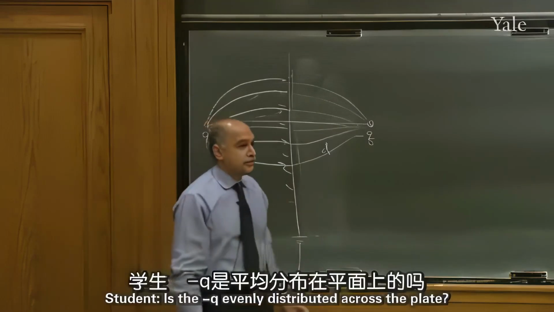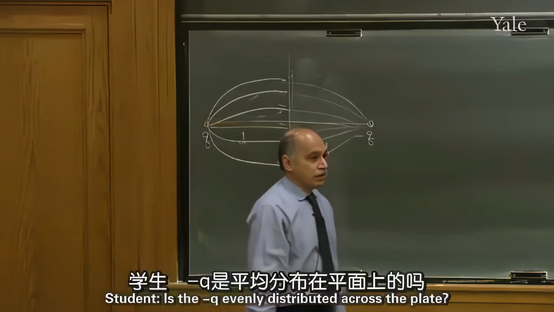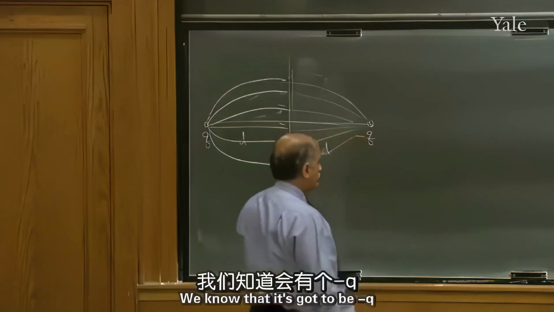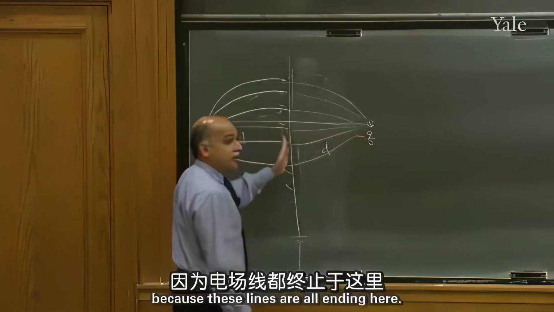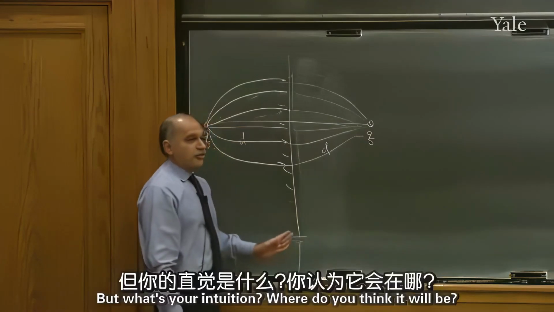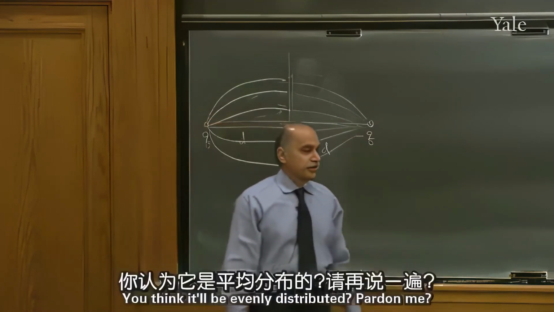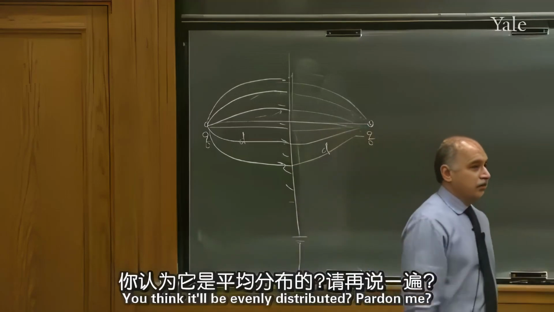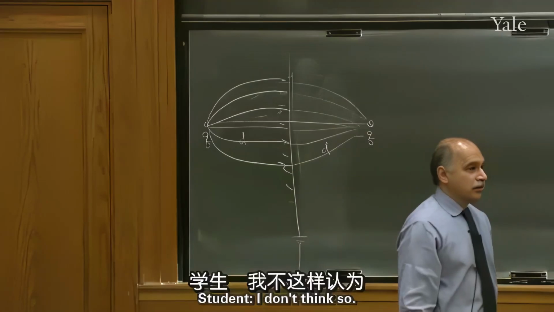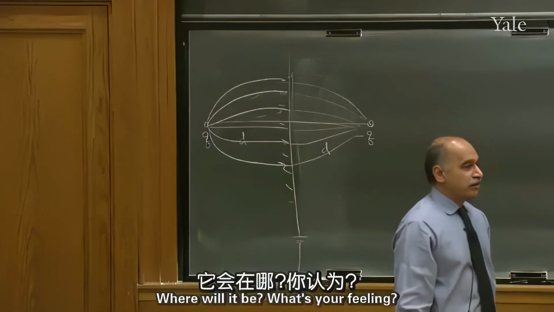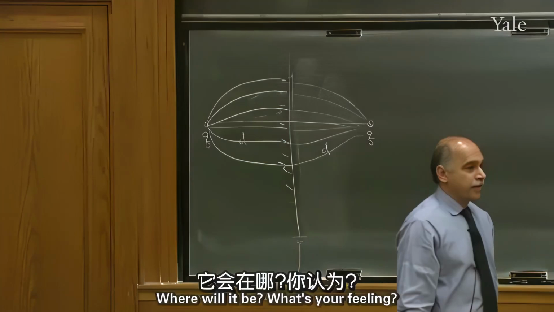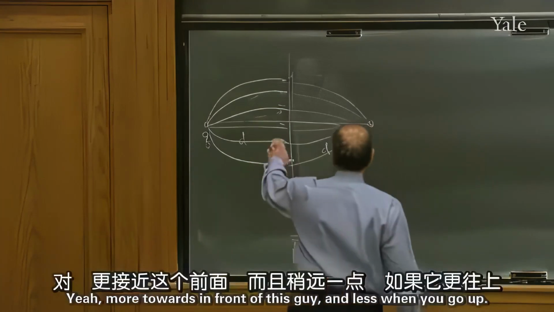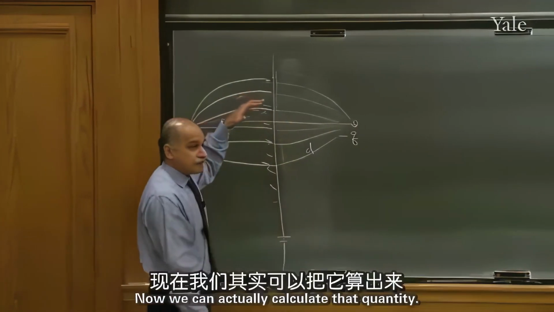Yes? Is the minus Q evenly distributed across the plate? Let us ask, where is the minus Q, right? We know that it's got to be minus Q because these lines are all ending here. But what's your intuition? Where do you think it'll be? You think it will be evenly distributed? Pardon me? I don't think so. Where will it be? What's your feeling? A lot more towards the middle. Yeah, more towards in front of this guy and less when you go out.